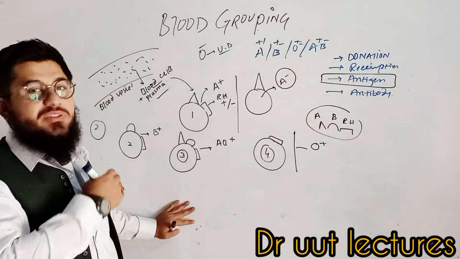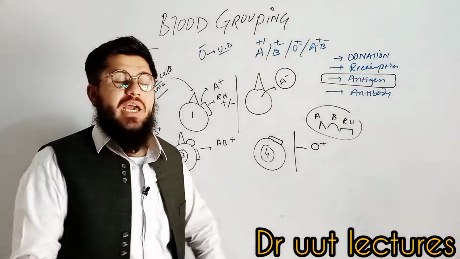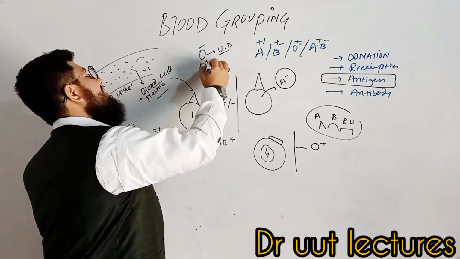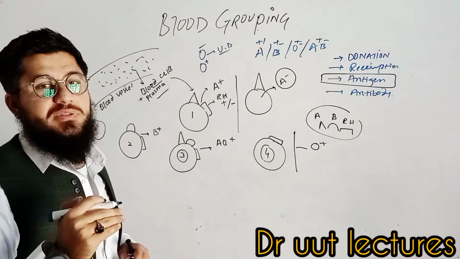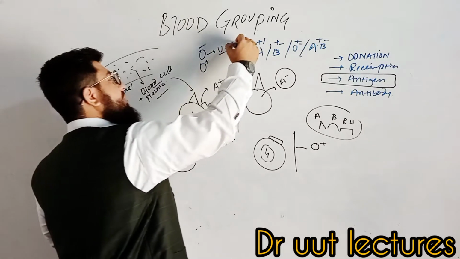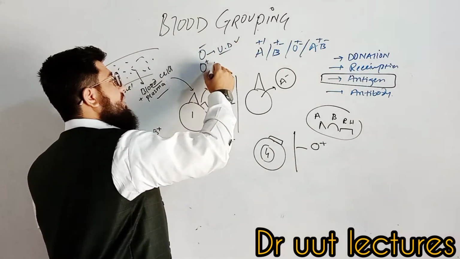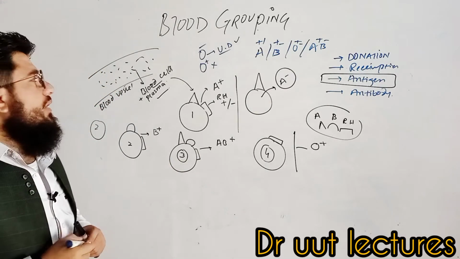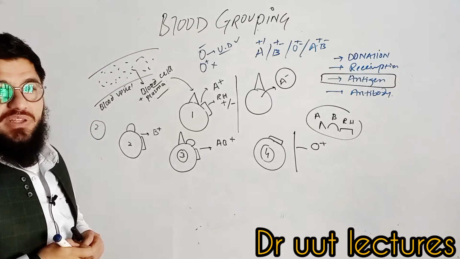Okay, so then you can donate to all eight blood group types. Got it? Now, if you have O positive, your donation will be limited. So that's why the universal donor statement is okay for O negative, not for O positive. Now a question arises here: what is wrong with O positive then?